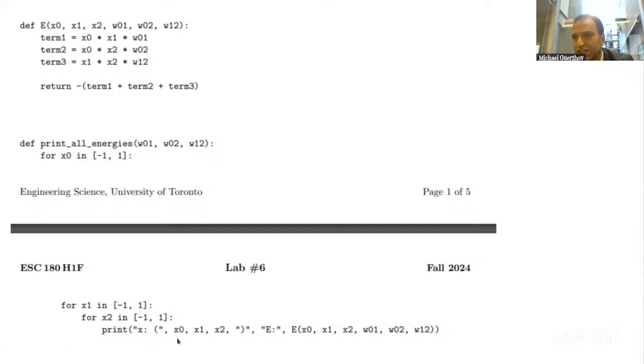And then we just print out x0, x1, x2, and then the energy that corresponds to x0, x1, x2, because we just computed it. We called the function e over here, and that computed it. So that's what it is.